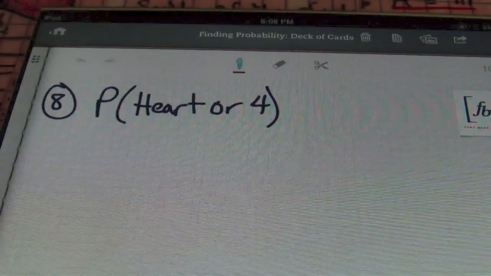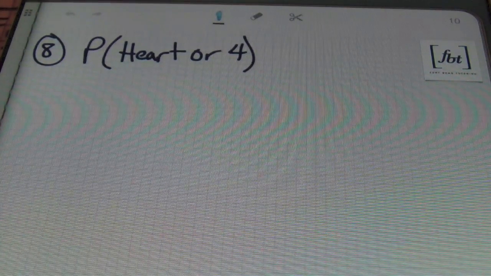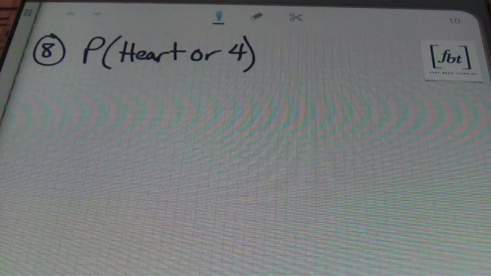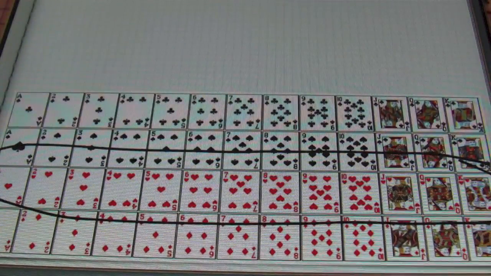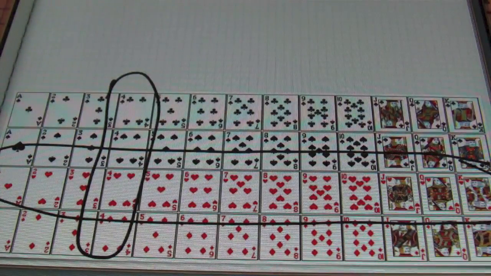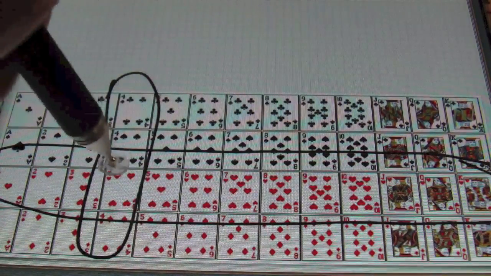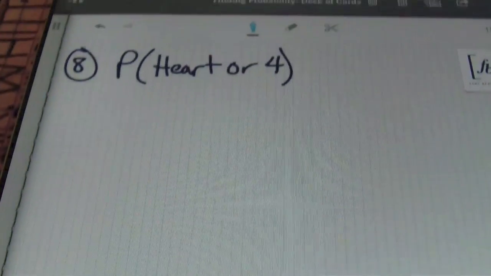In problem number 8, we're looking for the probability of pulling out a heart or the number 4. So let's look at this in our deck of cards here at the bottom. We know that the hearts will include all of these numbers right here. And if I'm looking at the number 4, then I'm looking at these numbers right here. Well, notice that this 4 is overlapping, so I only need to count it once, not twice, but once.